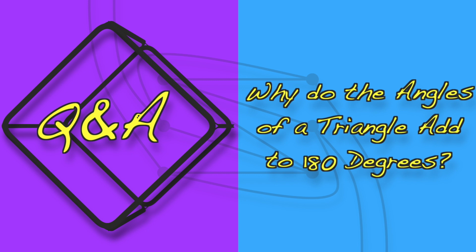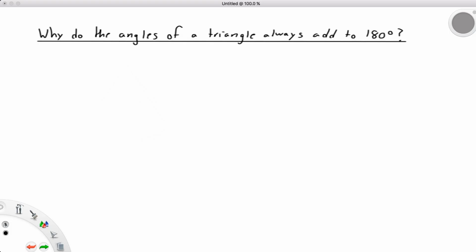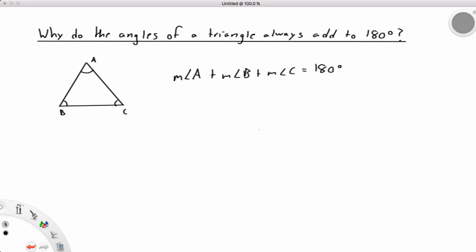Good morning, everyone. If you've taken a geometry class before, you're likely familiar with the fact that for any triangle, if we were to look at the measures of all of their angles, and I'll call this angle A, and this angle B, and this angle C, the measure of angle A plus the measure of angle B plus the measure of angle C is always going to equal 180 degrees.